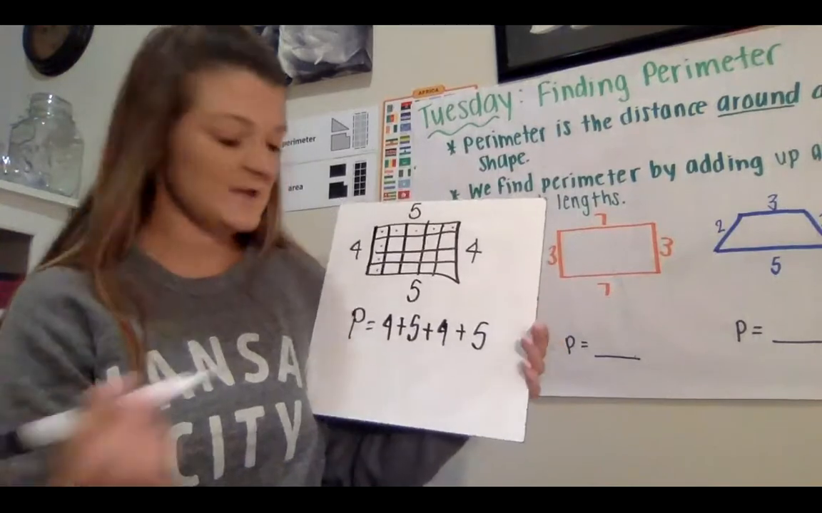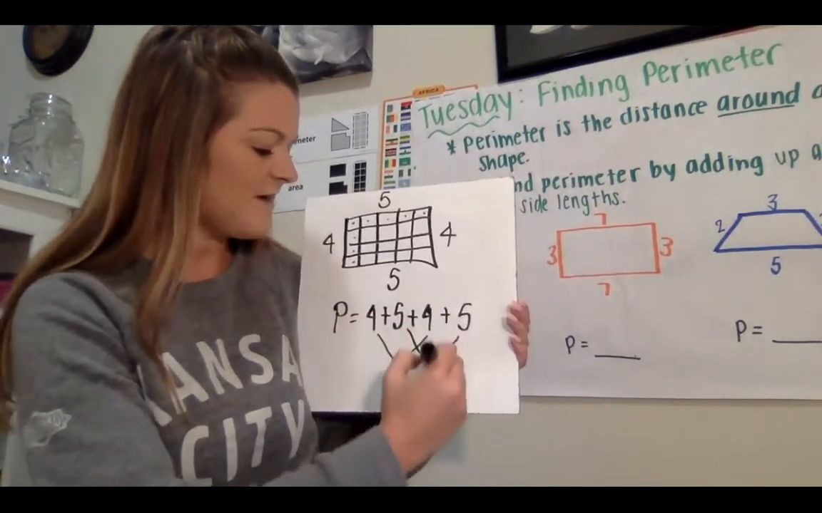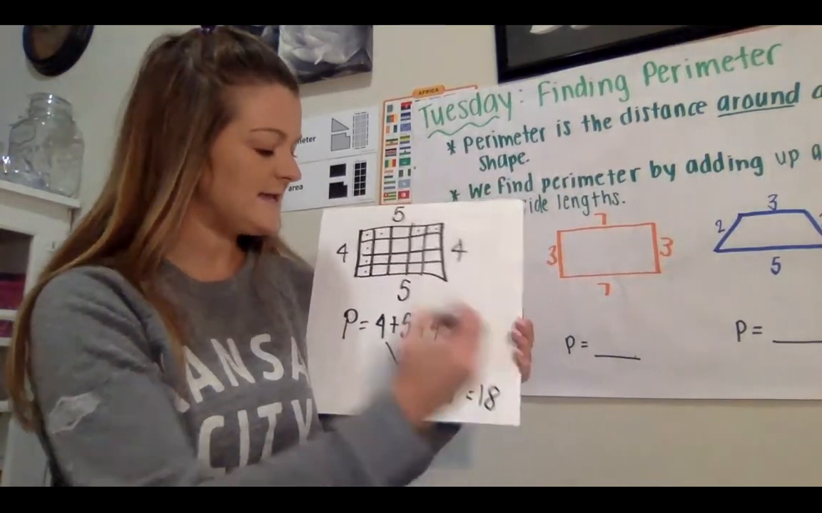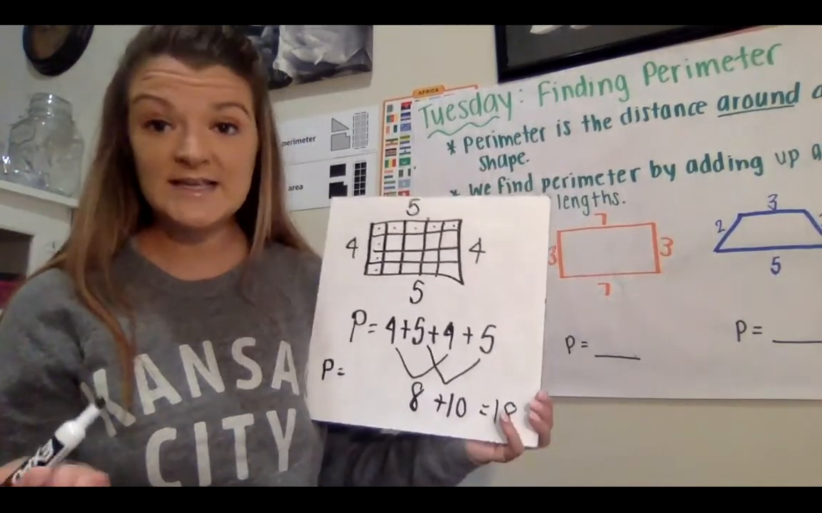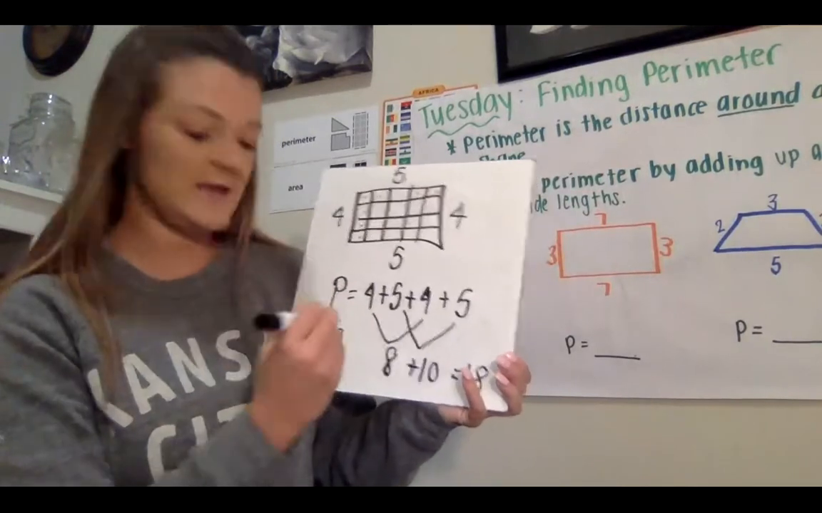We look for facts that we already know, some doubles. I see 4 plus 4 is 8. 5 plus 5 is 10. 8 plus 10 is 18. Now, do I just leave it blank? Perimeter is 18? No. Perimeter is 18 units. We label it units.